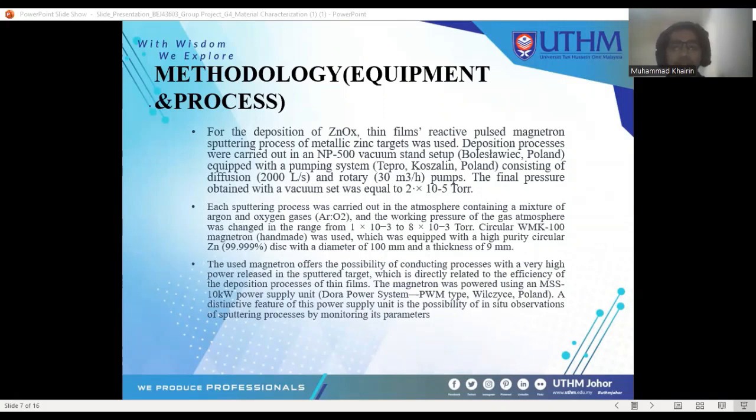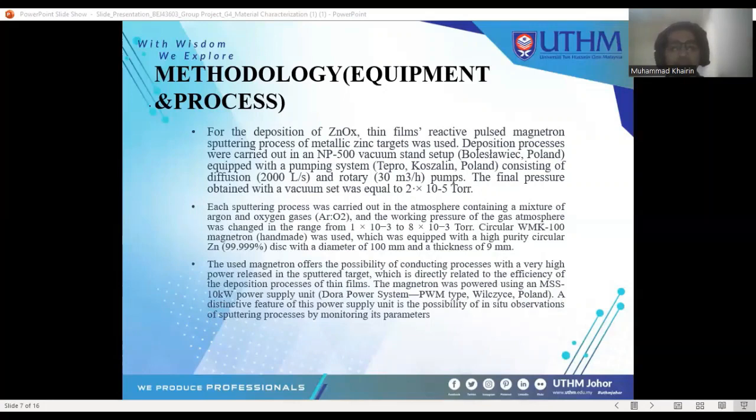Deposition processes were carried out in an NP500 vacuum stand setup from Leszno, Poland, equipped with a pumping system consisting of diffusion and rotary pumps. The final pressure obtained with the vacuum setup was equal to 2 times 10 to the power of negative 5 torr. The sputtering process was carried out in an atmosphere containing a mixture of argon and oxygen gases, and the working pressure of the gas atmosphere was changed in the range from 1 times 10 to the power of negative 3 to 8 times 10 to the power of negative 3 torr.